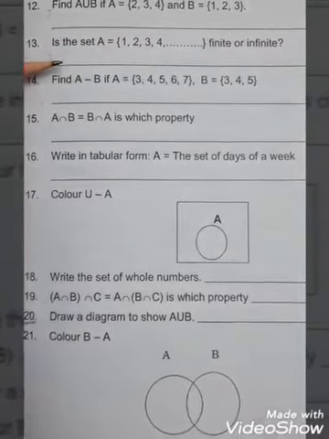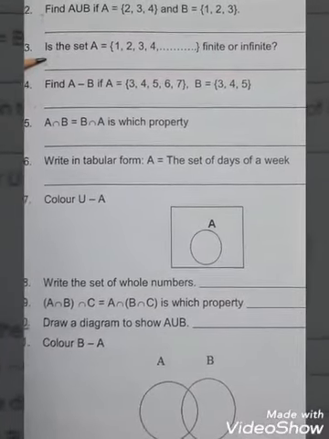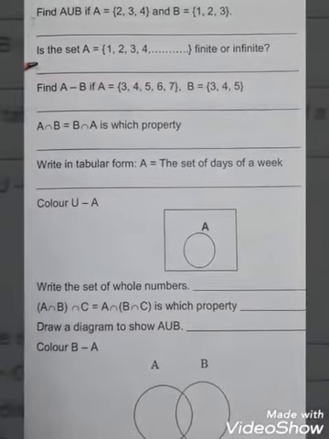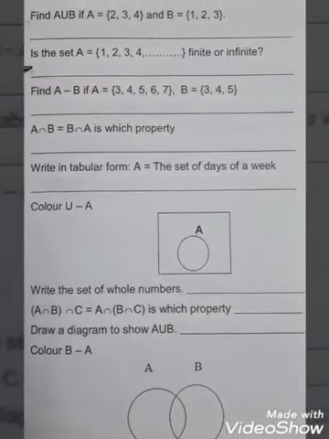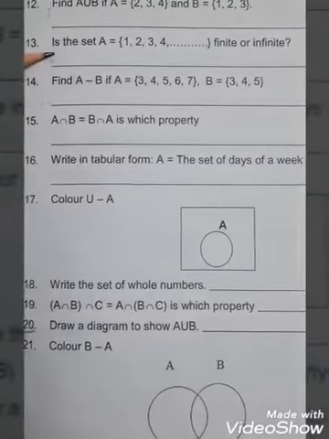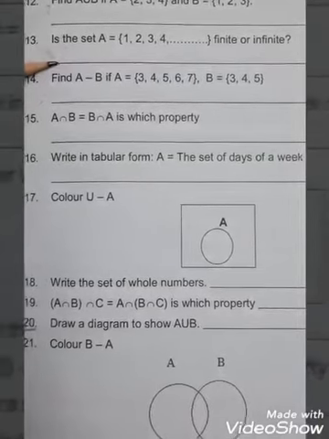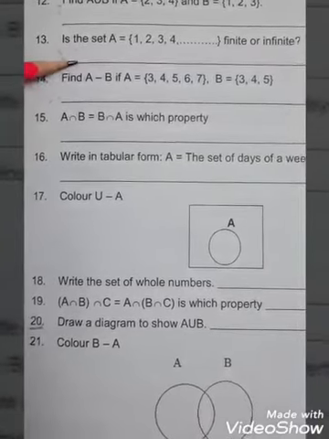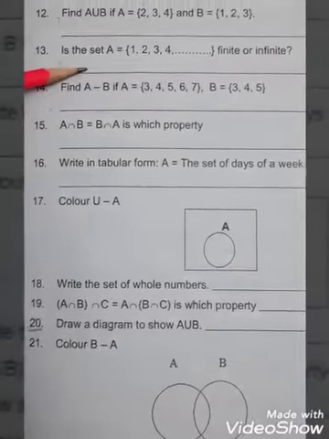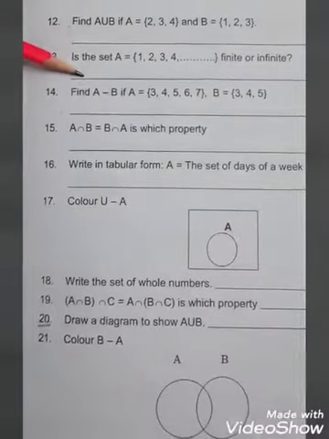is called the finite. Now, second definition is infinite. A set having unlimited number of elements is called an infinite set. It means that unlimited number of elements. Now students, you decide which answer come here, finite or infinite. Write it down over here.